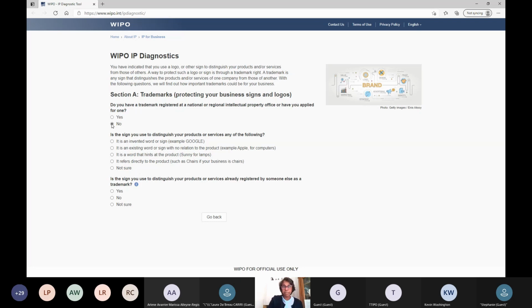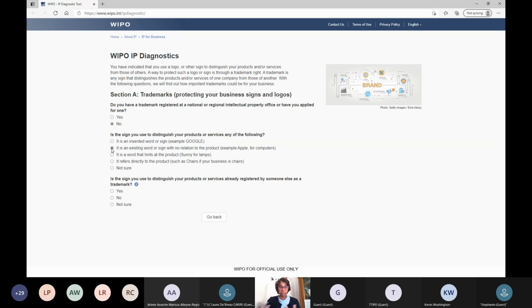Is it an invented word? Is it an existing word with no relation to the product? Is it a word that hints at the product? Does it refer directly to the product, or are you not sure? So I'm going to go with something in the middle. It is an existing word or sign with no relation to the product.